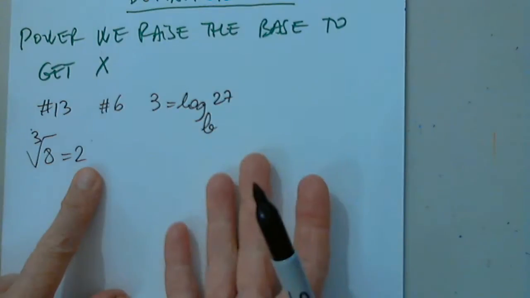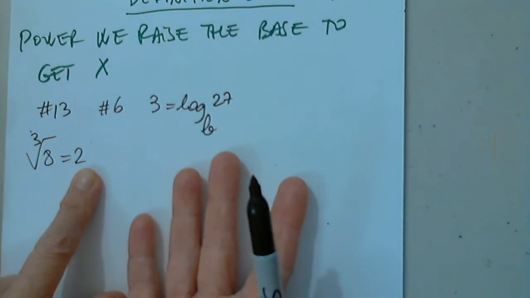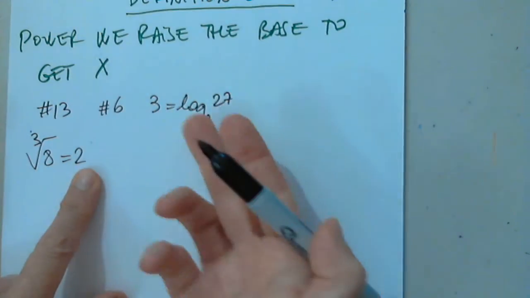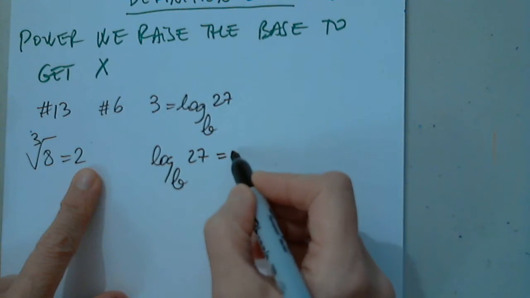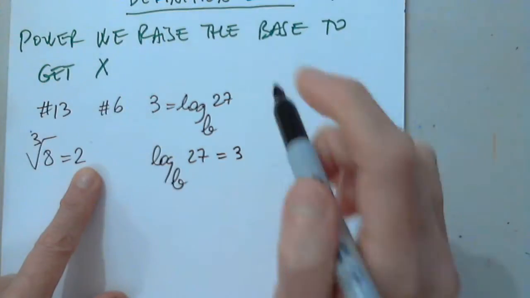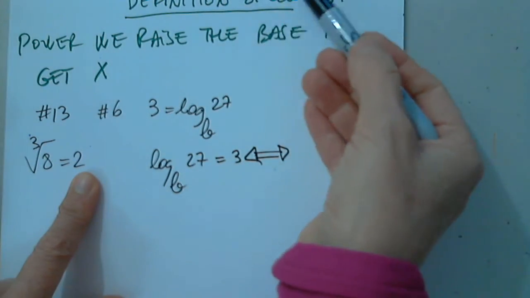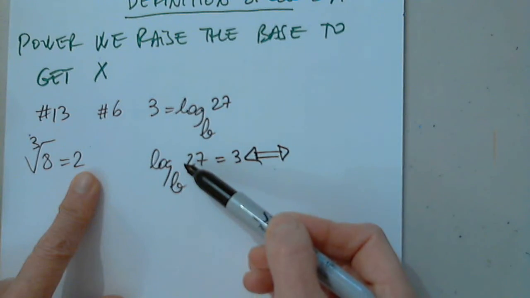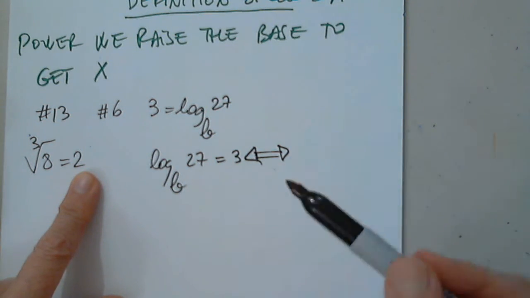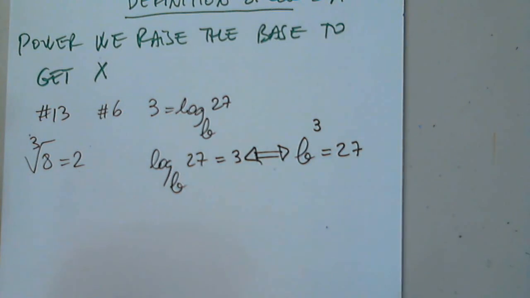Now, all I have to do is just mimic this. It really is nothing difficult, right? So I'm going to rewrite it as I see it here. Log base b of 27 equals 3. I'm going to write a double equivalency. And I'm just going to copy b raised to the 3rd power equals 27. Not b times 3, please. B to the 3rd equals 27.